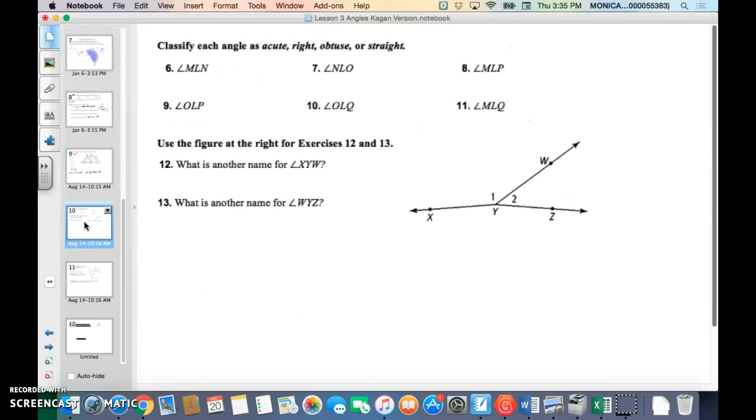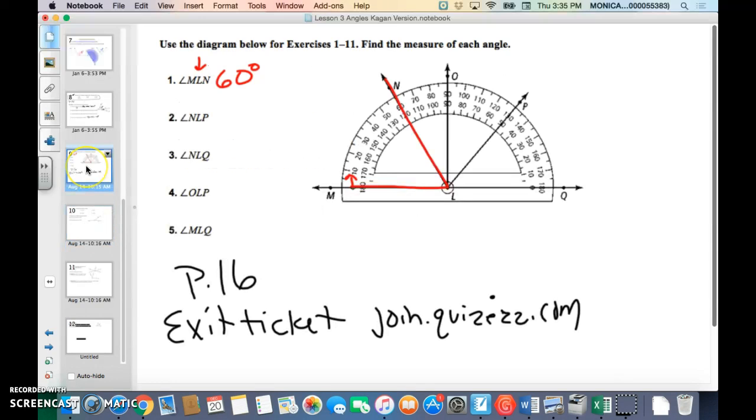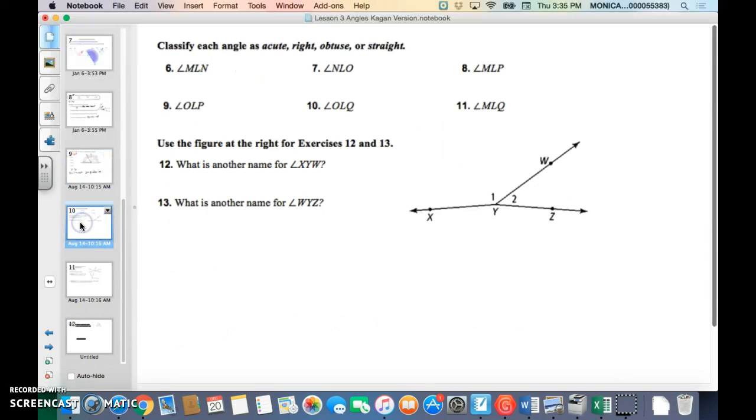Down here, this is still page 16. The second set of problems says classify each angle as acute, right, obtuse, or straight. So once again, MLN had 60 degrees. So 60 degrees we now know is an acute angle. So we'd say this is acute.